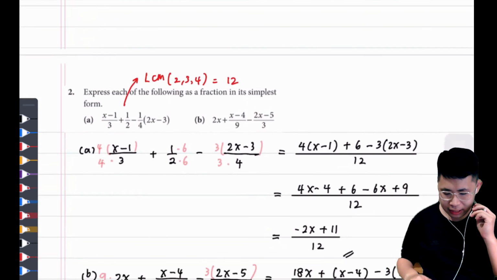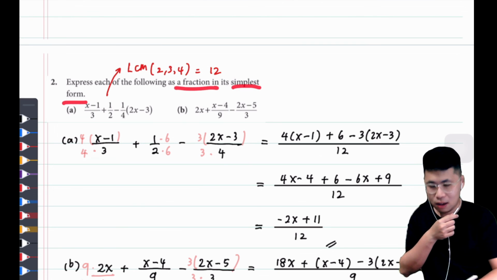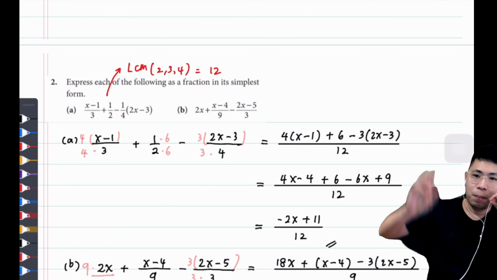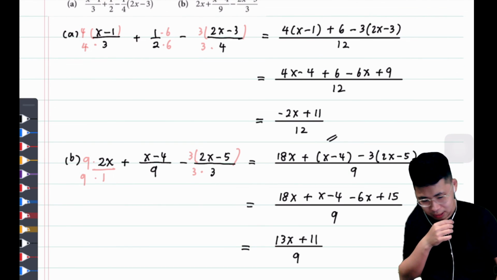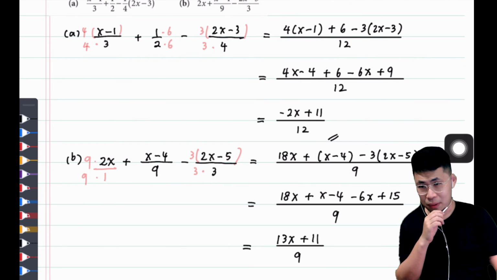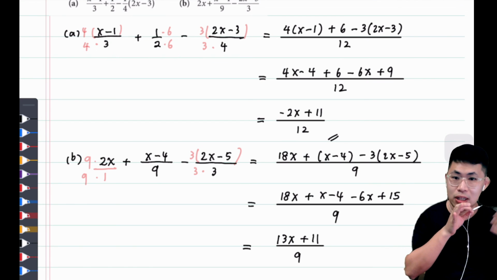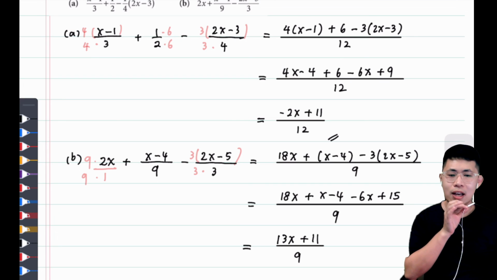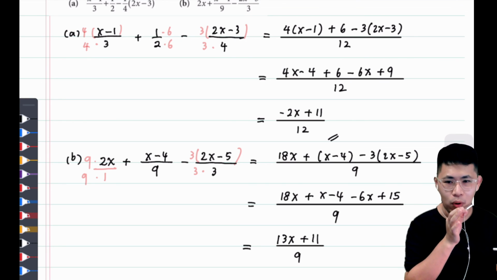So let's take a look at this one over here. Express each of the following as one fraction in the simplest form. So it is combining two fractions as one single fraction, and we need to consider the lowest common denominator, and then we do the multiplication up and down. Okay, so this is the end of the video for 4.4b.